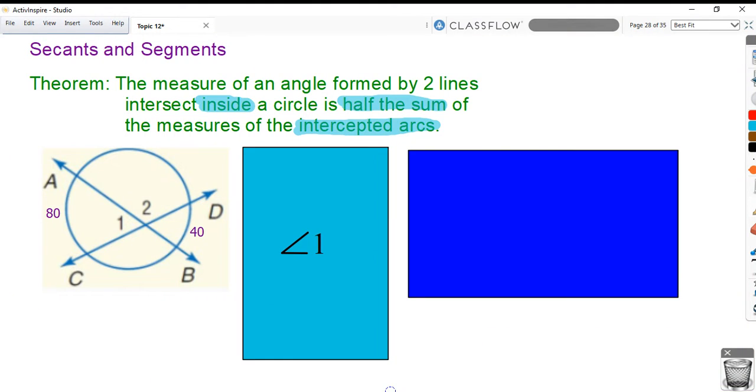Hey everybody, we're looking at the last section of our topic 12 notes right now, and we're going to start off with this theorem where you need to fill in those highlighted words. Okay, fill in the blanks for those highlighted words right there.